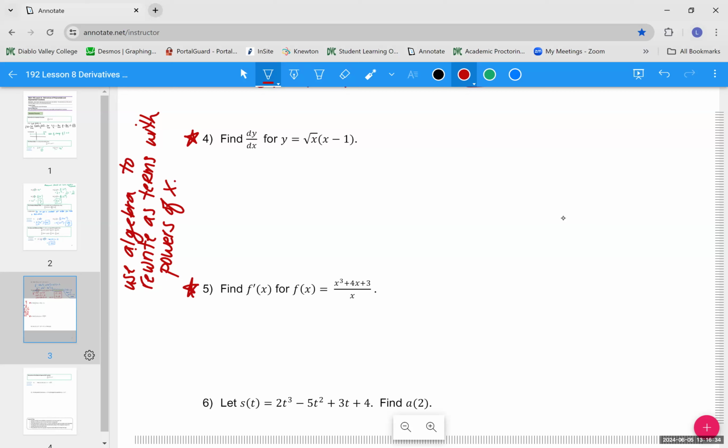So what I mean for this would be, if I take this first function, I'm going to rewrite the square root of x as x to the 1/2, and then I'm going to distribute that so that I have x to the 3/2 minus x to the 1/2. Now I have a function where I can go ahead and apply the rules that we do have.